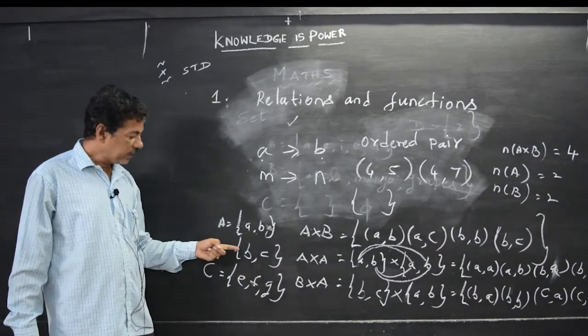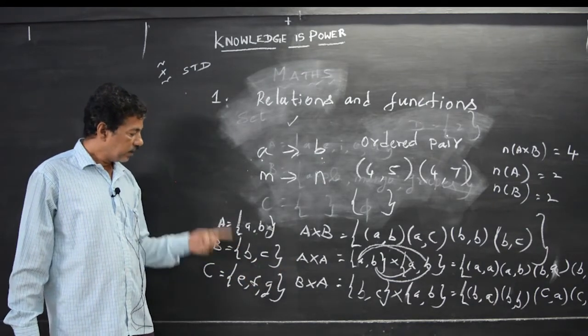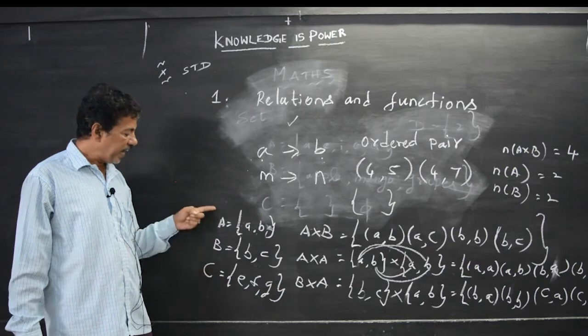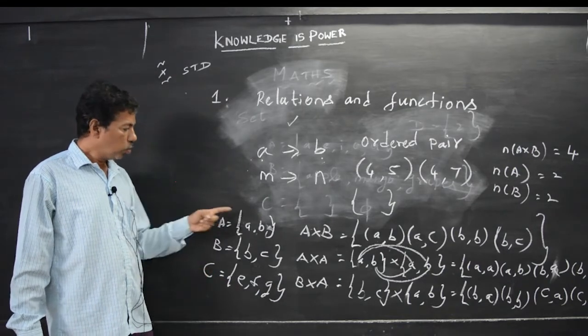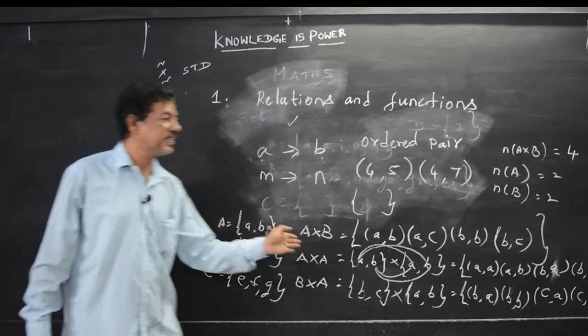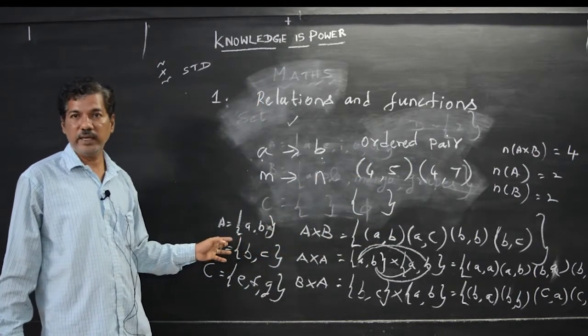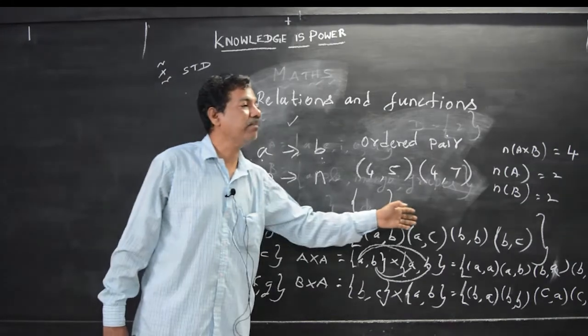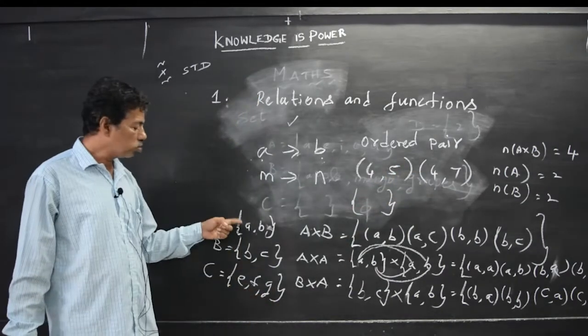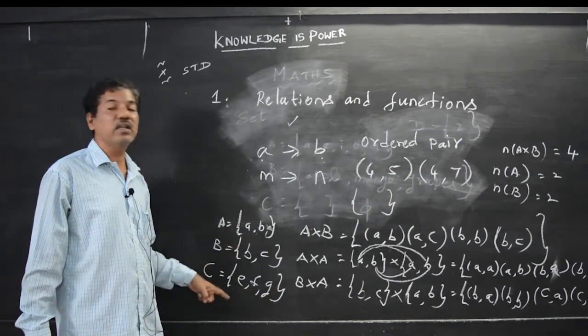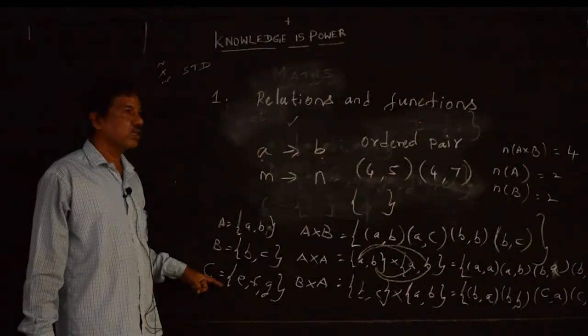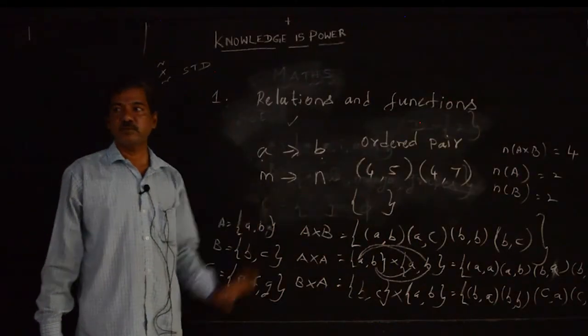Here there is 2, here there is 3, here there is 2, here there is 3. A cross C means 2 into 3, so totally 6 elements will be produced. When you make a cross, you will get it like that.